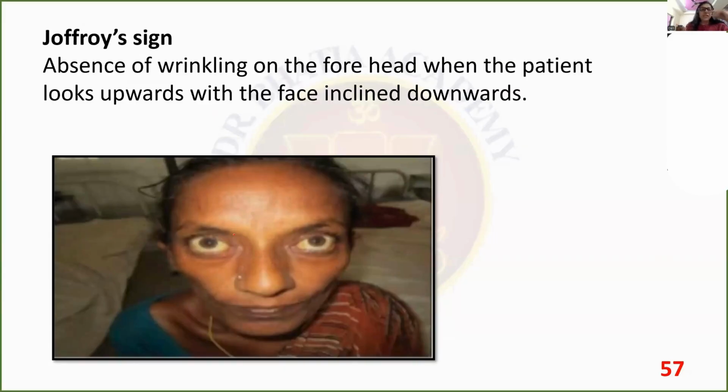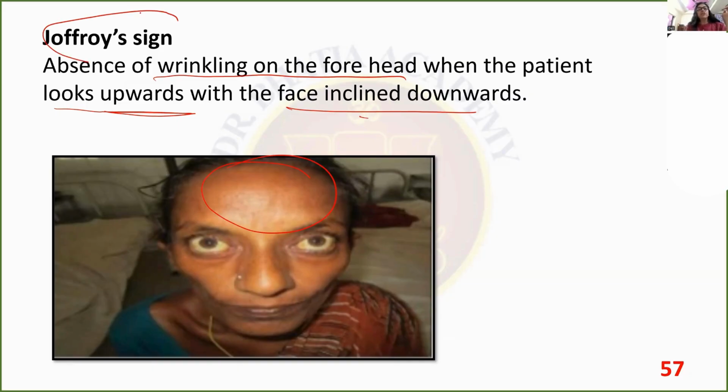Now this is the Joffroy sign. That is absence of wrinkling on the forehead. You ask the patient to look upwards and there is wrinkling. But in this patient, you can see the wrinkling on the forehead is absent when the patient looks upwards with the face inclined downward. If you ask the patient to incline downward and look upwards, the forehead wrinkles. So this is Joffroy sign.